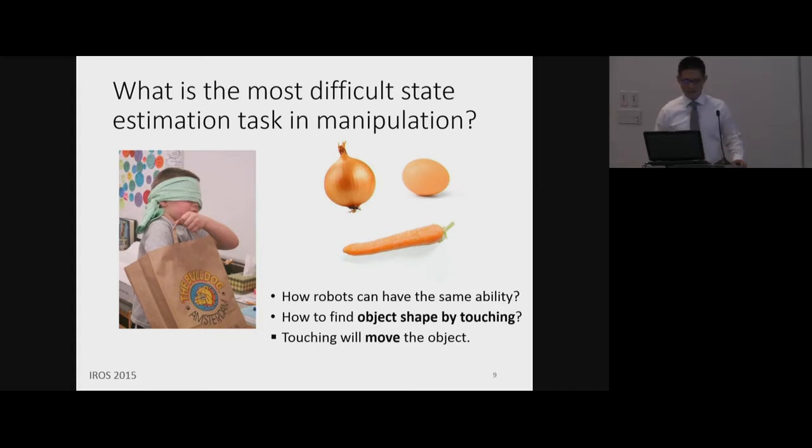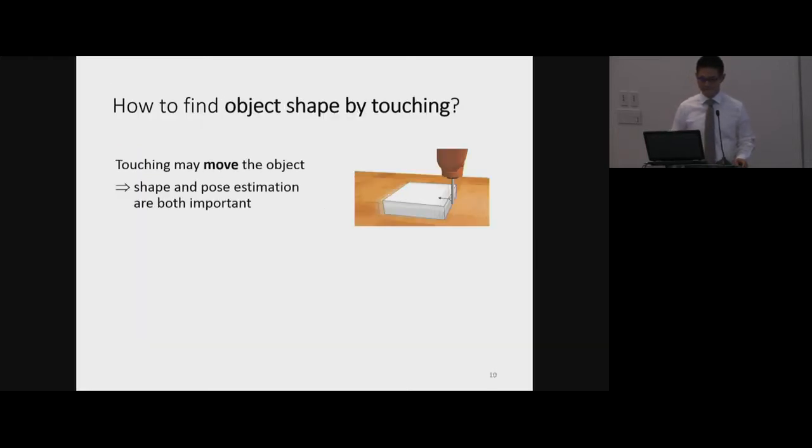So we wondered how a robot could have the same capability. And especially we are focusing on the problem of finding the object shape just by touching. A caveat here is that touching will move the object, because it's intrusive sensing. So since it will move the object, not only the shape but also the pose estimation is important, so that we can aggregate all the contact points together.